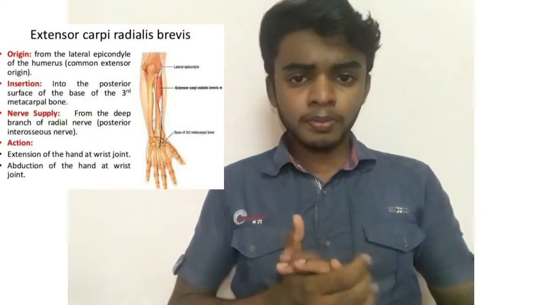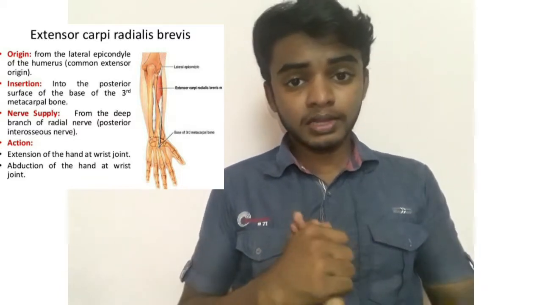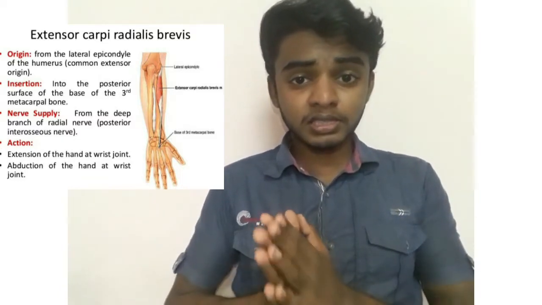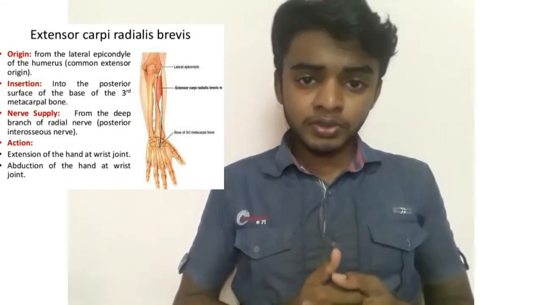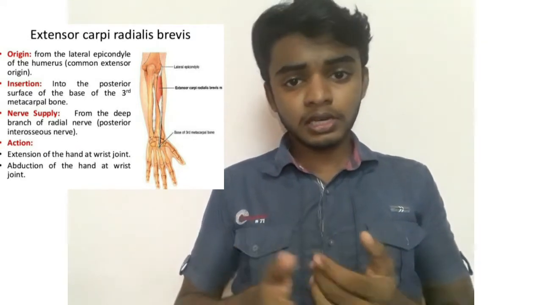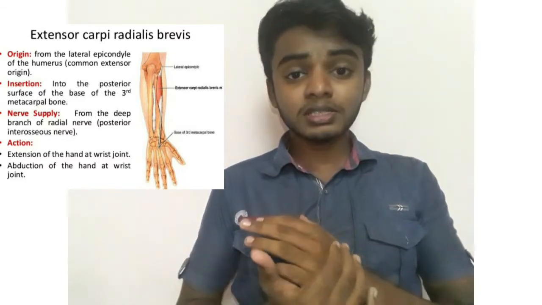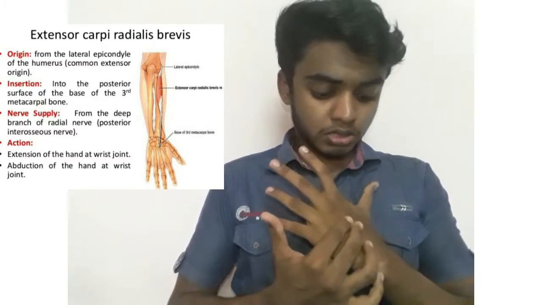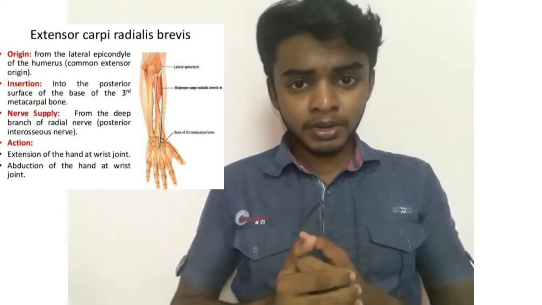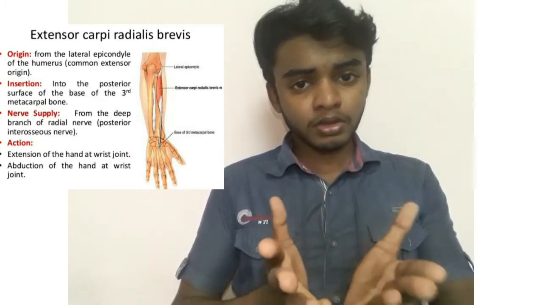Then extensor carpi radialis brevis. The extensor carpi radialis brevis takes its origin from the lateral epicondyle of the humerus. It is inserted into the base of the posterior surface of the third metacarpal bone, and it is supplied by the deep branch of the radial nerve.